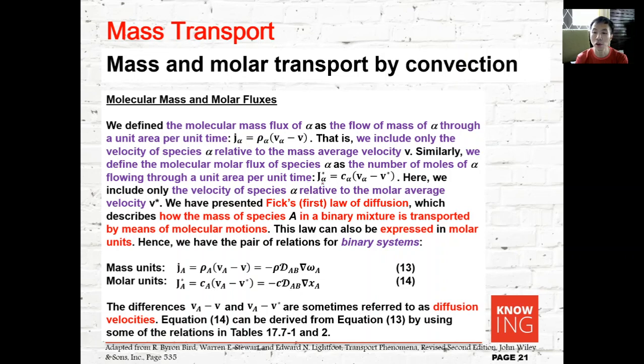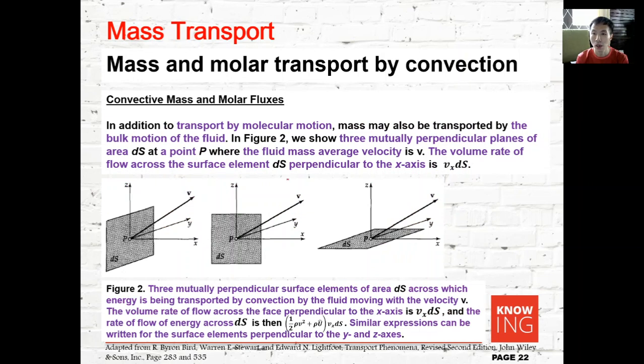Equation 13 gives what we have given earlier, but equation 14 gives the same representation as in 13, except that this one is defined in molar units. And here we are talking about the convective mass and molar fluxes. In addition to the molecular contributions, the mass can also be transported by the bulk motion of the fluid. In figure 2, we show a different plane. The volume rate across the surface element dS perpendicular to the x-axis is defined as Vx multiplied by dS.